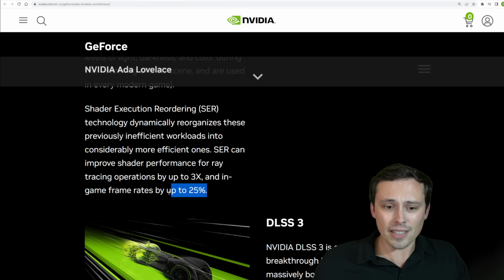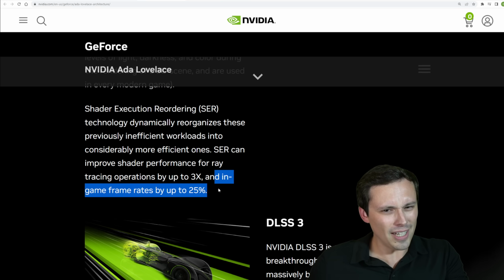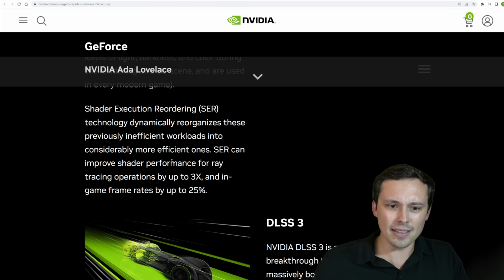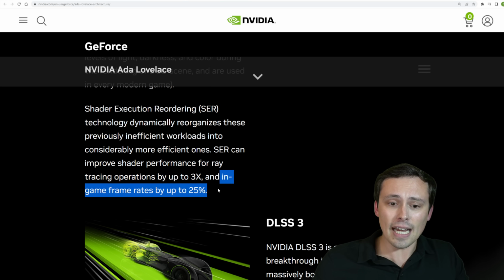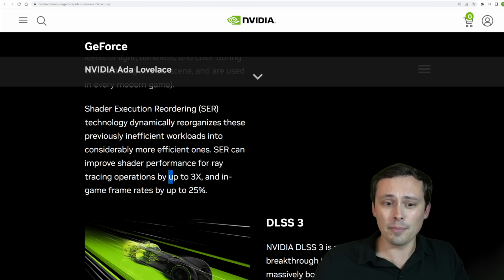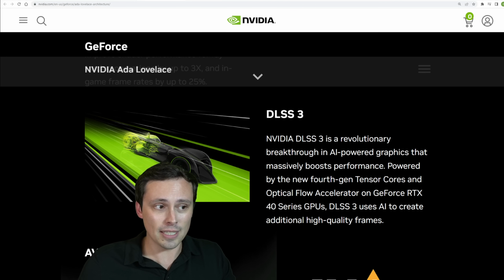Now, the way they're claiming that seems a bit weird, because in-game frame rates, is that talking about non-ray tracing, just general? I don't think so. I think they're implying that certain ray tracing calculations will happen by up to 3x the efficiency, but that the actual frame rate gain you'll get in the game will be up to 25%. And please always notice in every marketing slide the word up to, because up to is talking about a best case scenario, not necessarily an average or typical scenario. So you won't get that in every game.